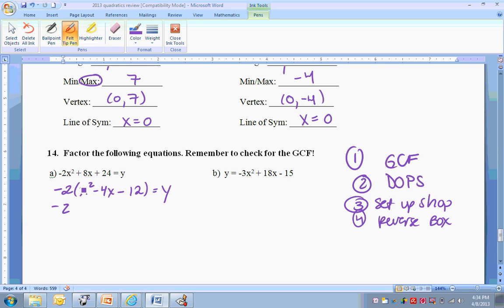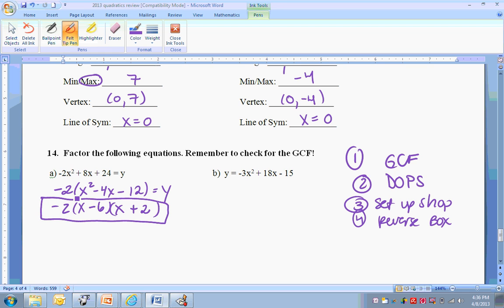Well, let's try it. Since there's not a number in front of x squared, I'm going to set up shop. That means I put an x and an x out in front of my parentheses. Then I need two numbers that multiply to negative 12, but add to negative 4. I'm sorry, this should be add to negative 4. And that's going to be negative 6 and positive 2. So now this is completely factored. There's nothing else I can do.